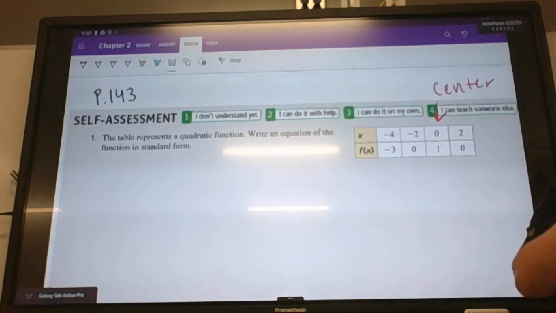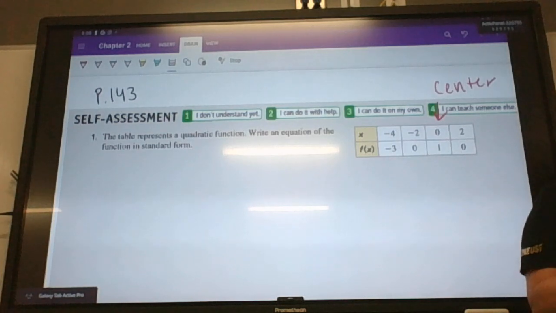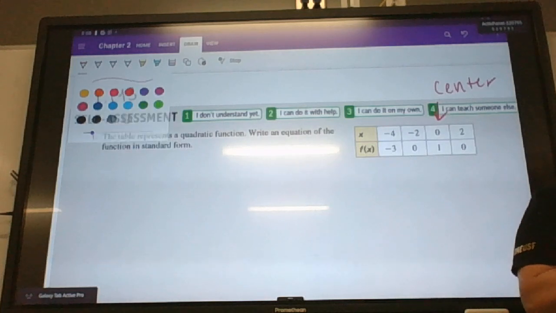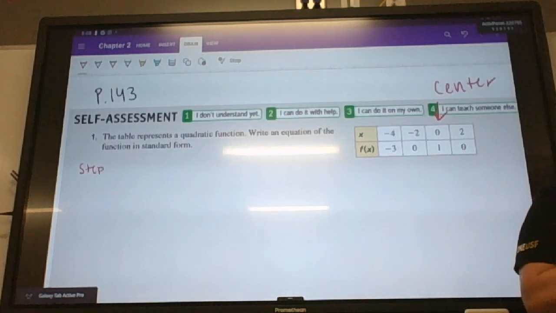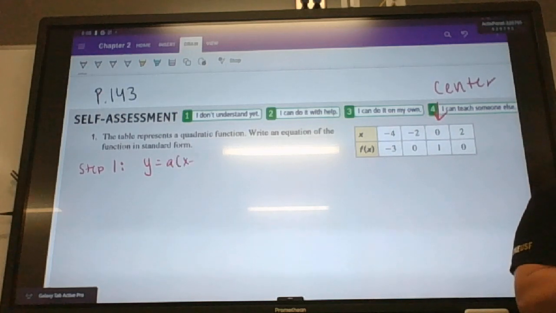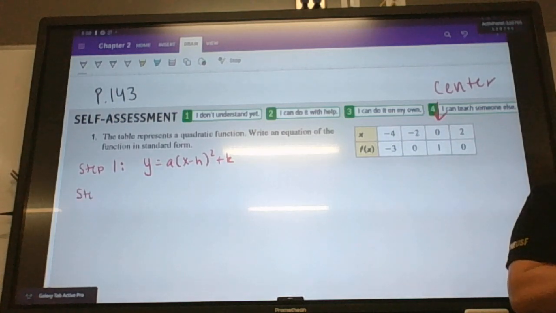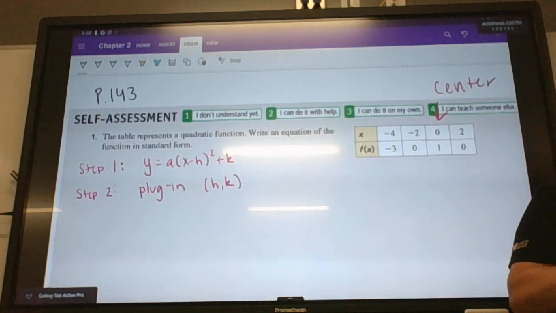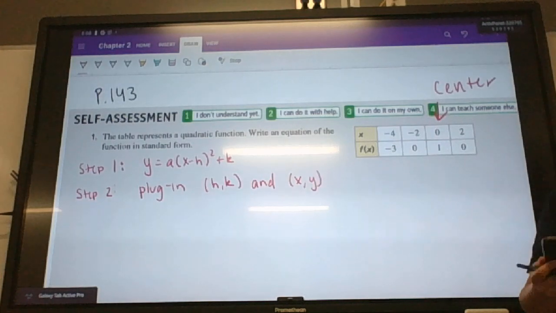Okay, the table represents a quadratic function. Write an equation in standard form. Step 1, write vertex form. Step 2, plug in H, K and X, Y to that form.